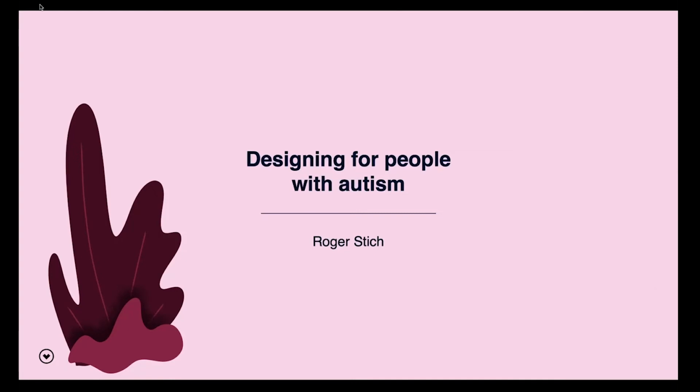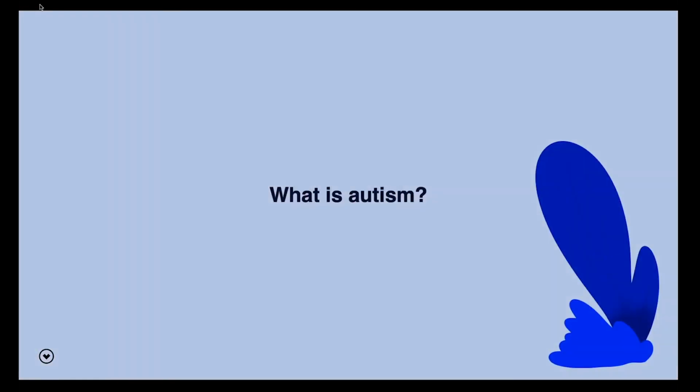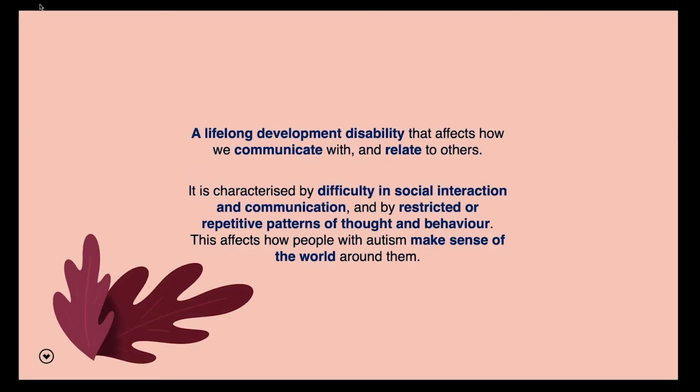So yeah, designing for people with autism. First of all, I think it would be good to start with what is autism. Technically, from a scientific perspective, autism is described as a lifelong developmental disability that affects especially how we communicate and how we relate with others.